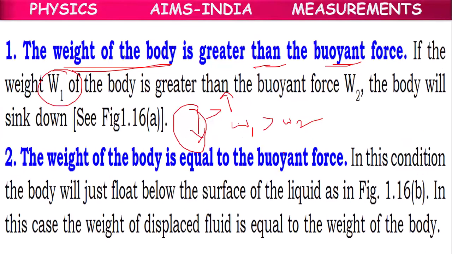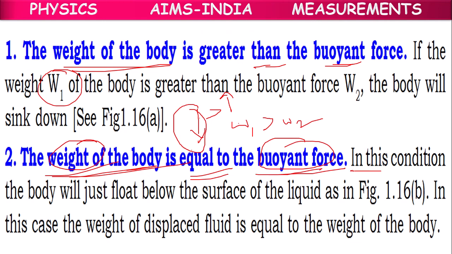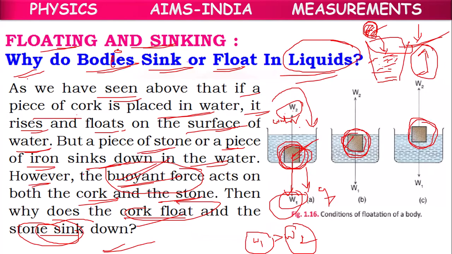That is the first case. Whereas in the second case, the weight of the body is equal to the buoyant force, which means the downward force is equal to the buoyant force. In this condition, the body will just float below the surface of the liquid. It won't go above the surface, it just floats below the surface of the liquid. In what case? If W1 equals W2.